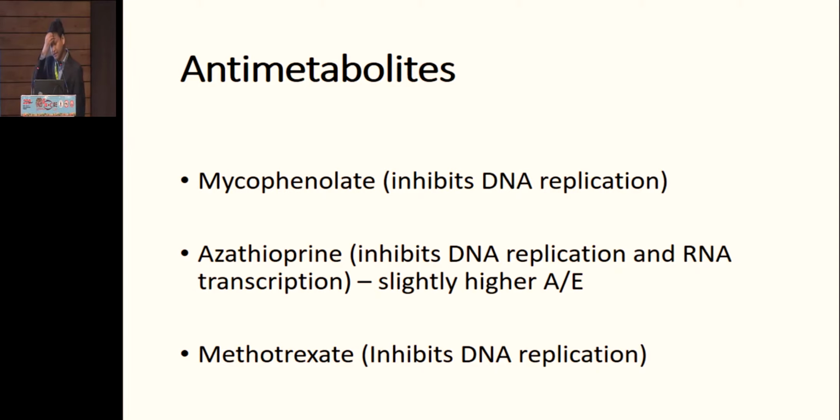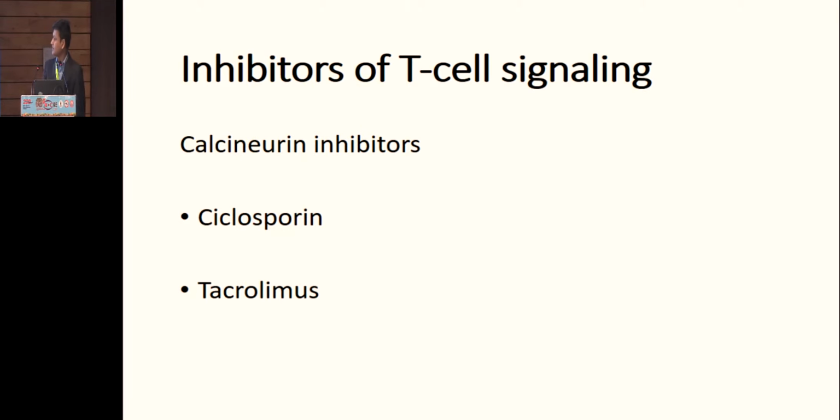And methotrexate inhibits DNA replication. So it's excellent to use in children, but it can basically be used in any form of non-infectious uveitis. Calcineurin inhibitors include cyclosporin and tacrolimus. These are not commonly used as first agents. These are commonly added as second agents, or used as first agents when other agents are ineffective.